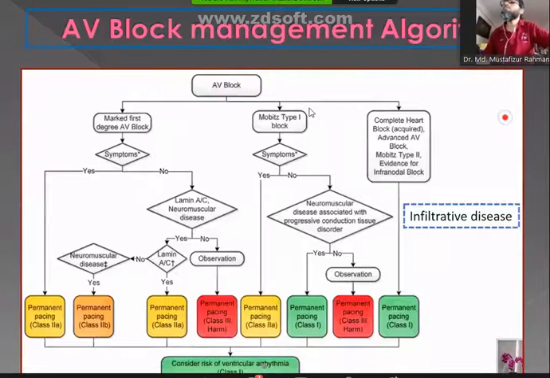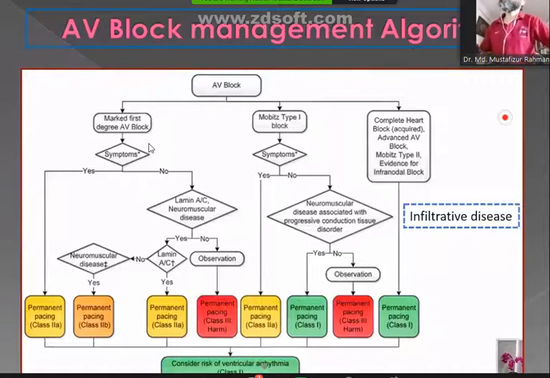If it is a Mobitz type 1 block and the patient is symptomatic, the class 2 indication is a permanent pacemaker. If the patient is asymptomatic, but we diagnose the patient as a case of neuromuscular disease or something else, then the class 1 indication is the permanent pacemaker. If it is not so, it will harm the patient, class 3.